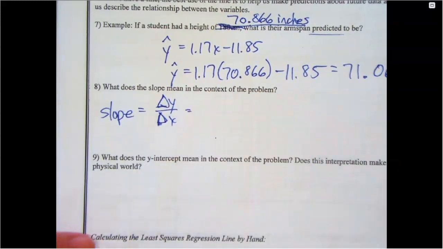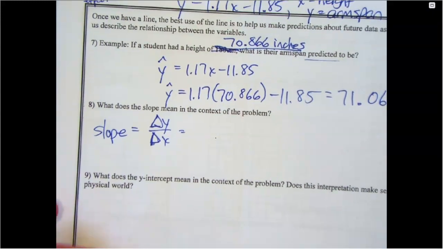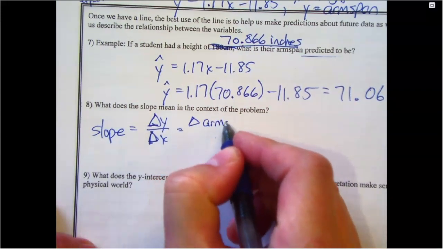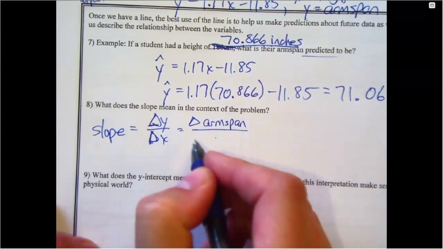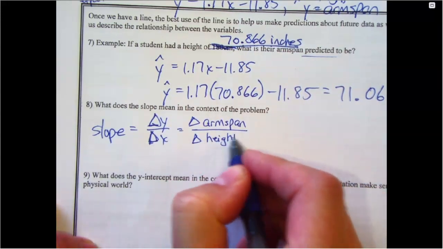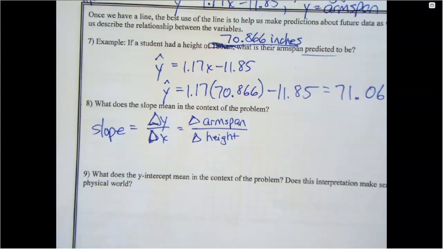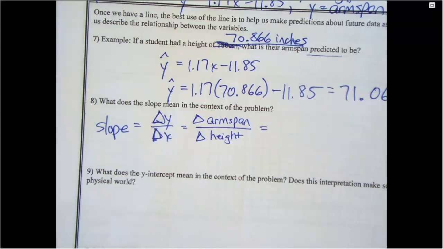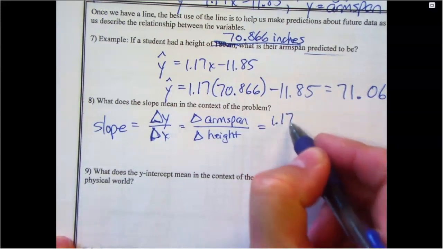Well, in our problem, what does y represent? Arm span. So that's the change in arm span divided by the change in height. And our slope is, sometimes it's a fraction, but in this case it's not, so I'm going to make it a fraction. What is our slope? 1.17. I'm going to make it 1.17 over 1.